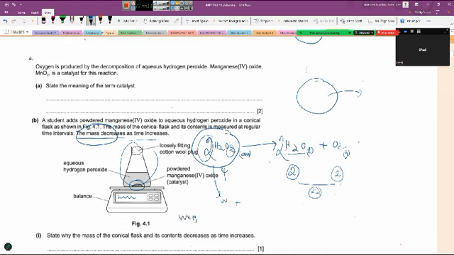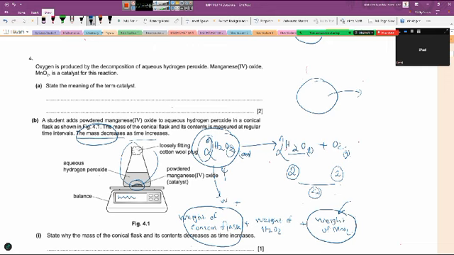The weight of conical flask plus weight of H2O2 plus weight of MnO2, right? So at the end, the weight of MnO2 will not change because this is a catalyst. At the end of the reaction, catalysts are not used or consumed, right? So this will not change. And the weight of the conical flask also does not change. And the weight of the H2O2 also should not change.